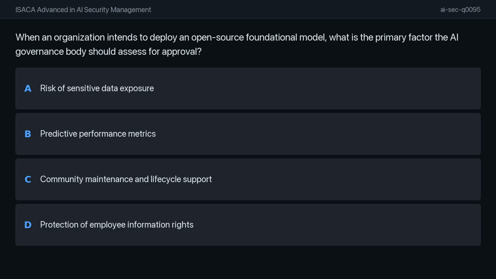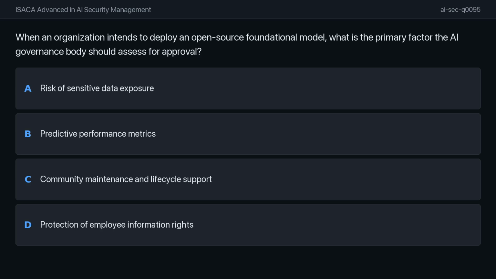When an organization intends to deploy an open-source foundational model, what is the primary factor the AI governance body should assess for approval? Option A, risk of sensitive data exposure. Option B, predictive performance metrics. Option C, community maintenance and lifecycle support. Option D, protection of employee information rights.